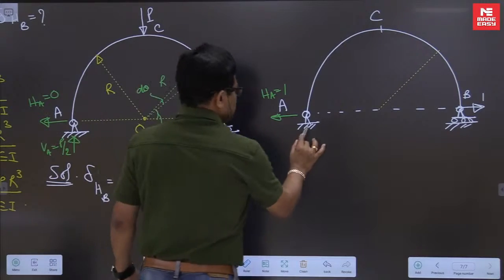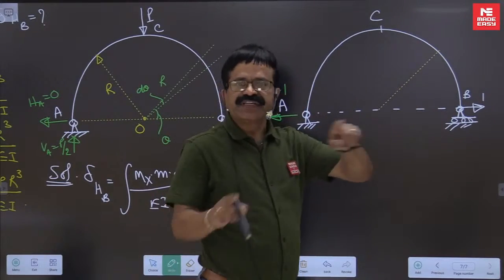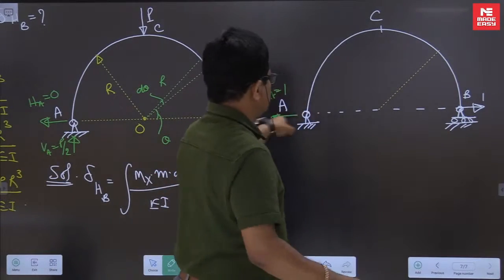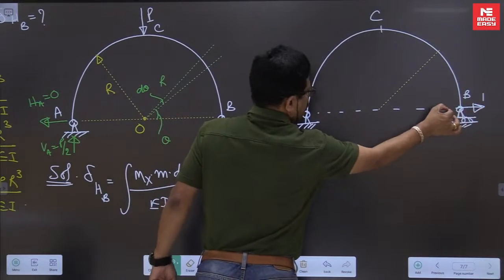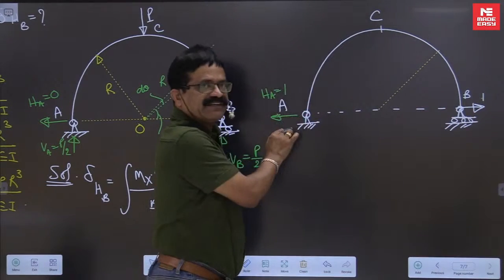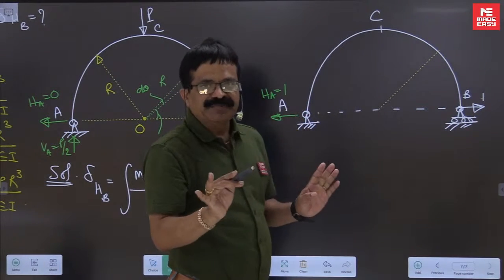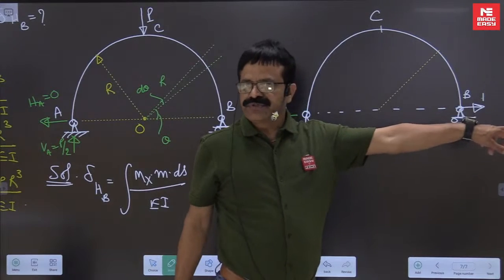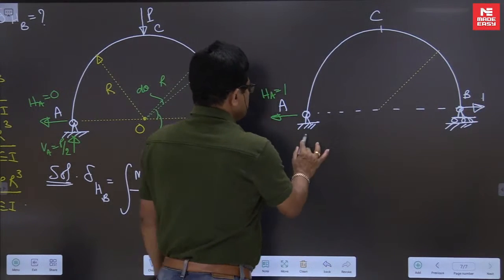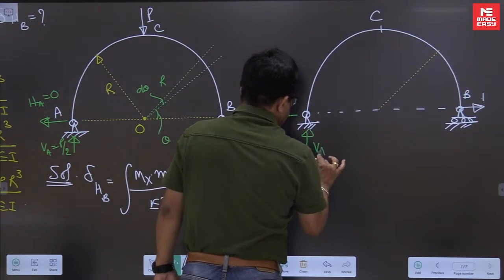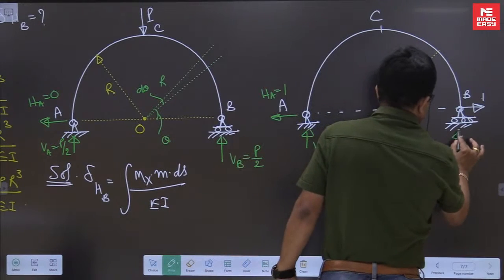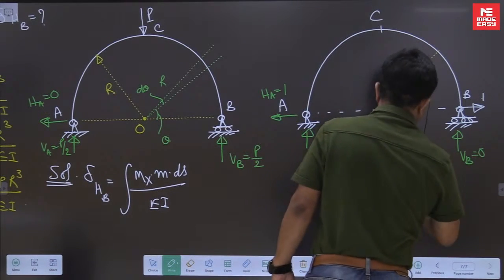No reactions here because this one and this one are not forming any couple. So they are in equilibrium. One force you have applied, so reaction developed, and couple didn't develop because those two forces are in the same line. So naturally Va has to be 0. Vb also has to be 0.